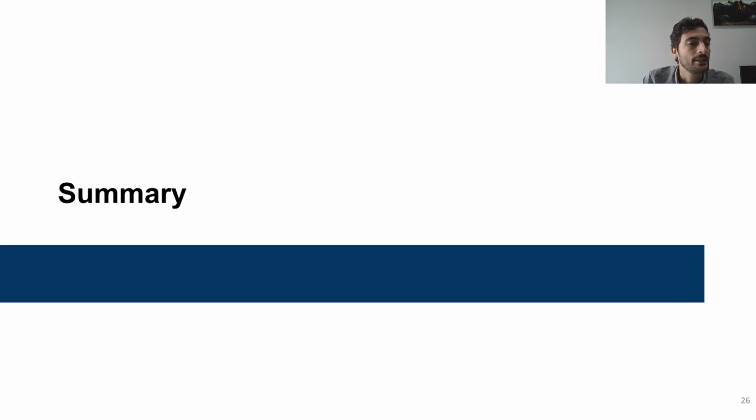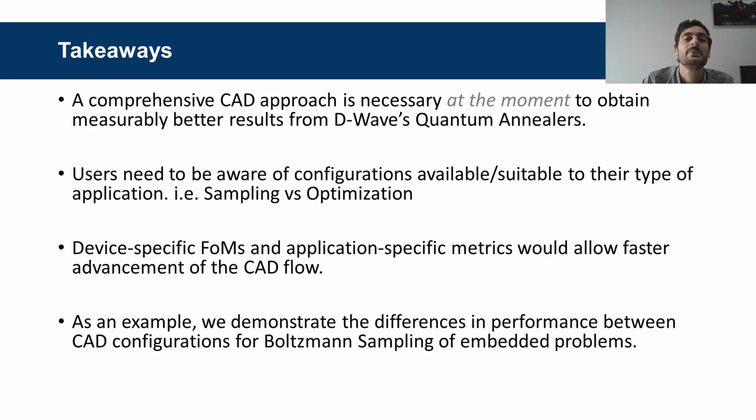So as a summary, a comprehensive CAD approach is necessary at the moment to obtain measurably better results from the D-Wave quantum annealer. So users need to be aware of configurations available, but not only that, suitable for the type of application. We still need device-specific figures of merit and application-specific metrics that should allow advancements in the CAD flow. As an example, we just show the difference between performance when we change a very small part of the CAD configuration for Boltzmann sampling of embedding problems.